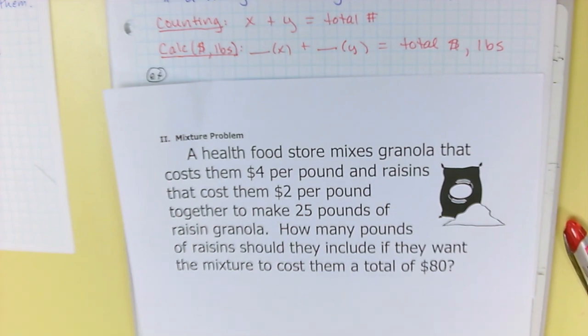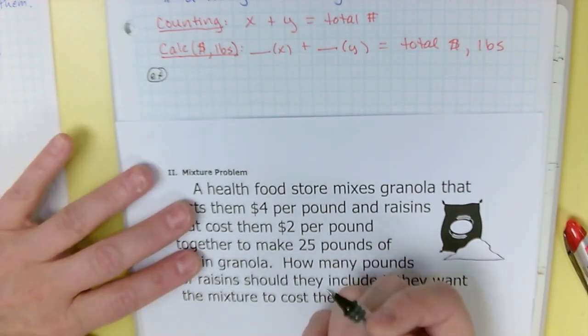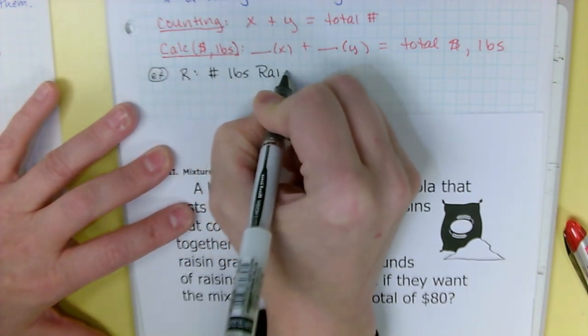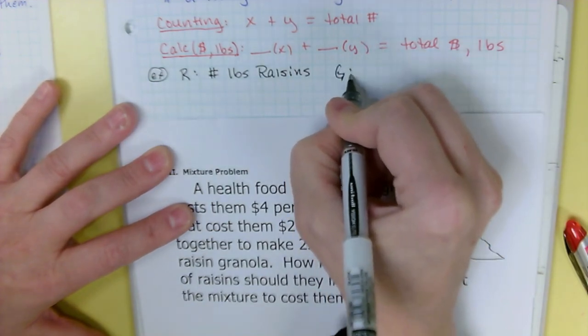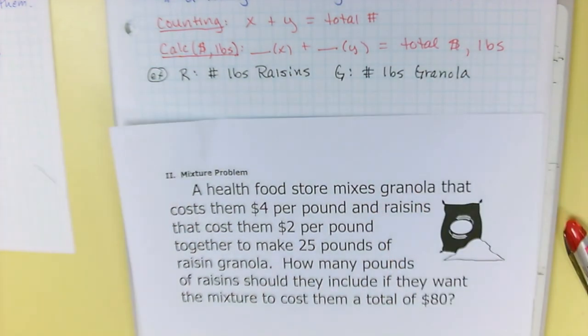Okay, this is a mixture problem because you're trying to mix granola and raisins together and come up with a mixture at the end that has a certain cost. So that's how you know what type of problem it is. So what are we trying to find? We want to know pounds of raisins, and we're going to need to know pounds of granola. So I'm going to use R for the number of pounds of raisins, and I'm going to use G for the number of pounds of granola. Those are labeling our unknowns. We need to find pounds of raisins. We need to find pounds of granola.